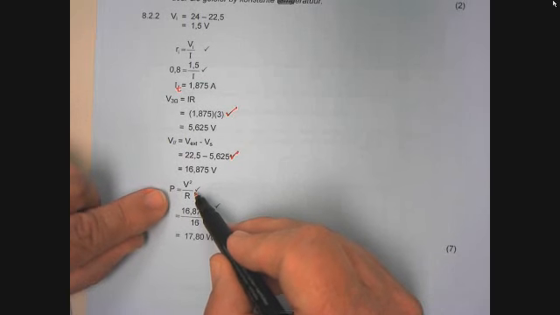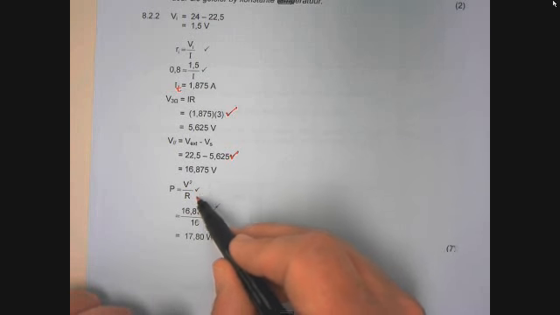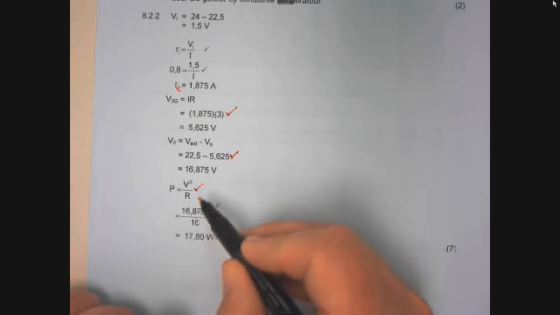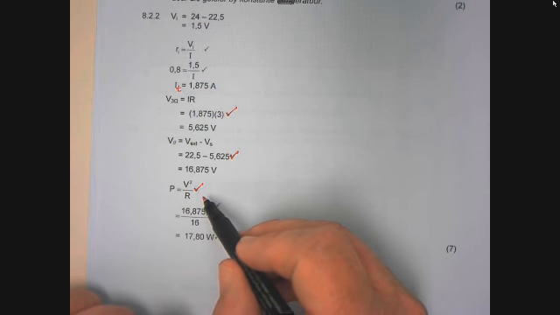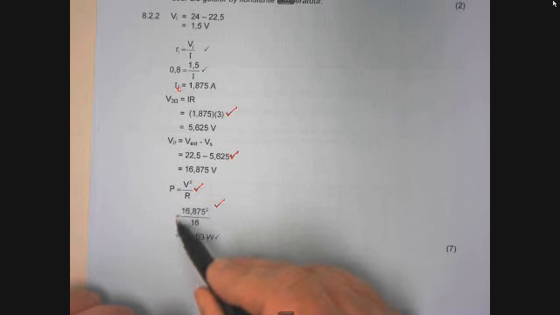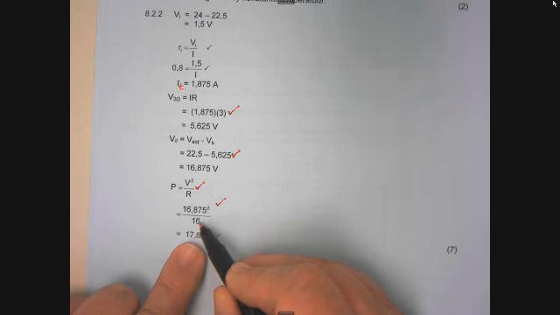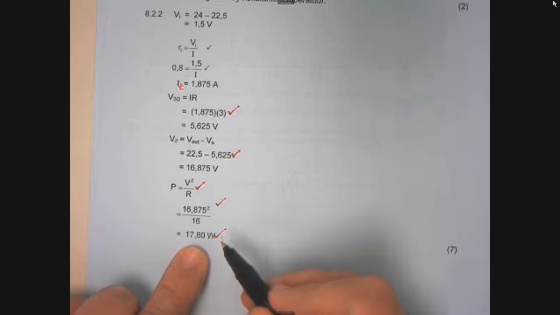Then at the final stage, calculating the power dissipated by making use of the formula, we give a second mark for a formula. Only 1 mark for the substitution of the parallel potential difference divided by R, and then 1 mark for the final answer.